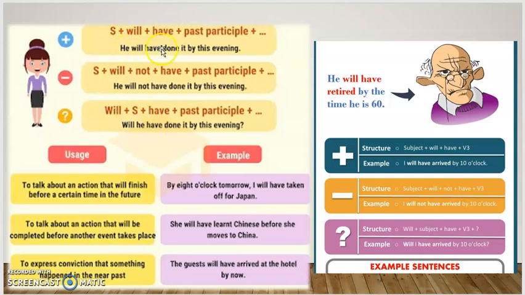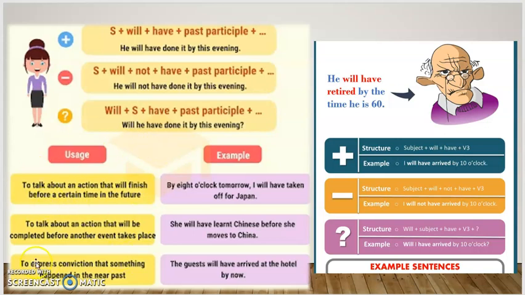So, he will have done it by this evening. Él lo habrá hecho para la noche, o para la noche. The negative sentence, excuse me, he will not have done it by this evening. Él no lo habrá hecho para por la noche. And the question is, will he have done it by this evening? ¿Lo habrá hecho él para por la noche?